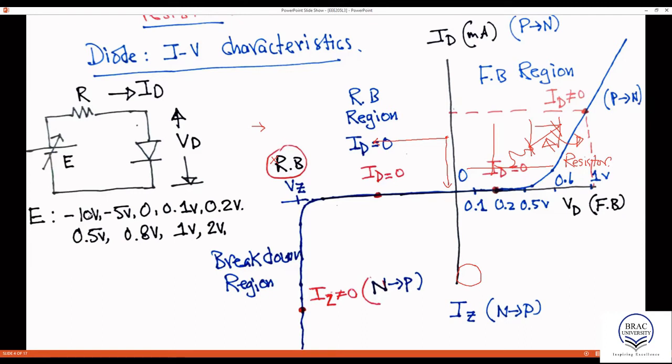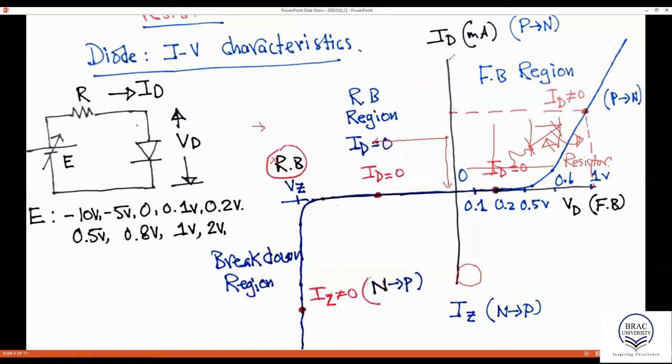Every time we apply any voltage, we're going to measure the current that flows through the diode, and also the voltage across the diode for that particular voltage. And then, as before, we're going to plot the curve. In that curve, the vertical axis ID is our current axis in milliampere, and the horizontal axis is our voltage.